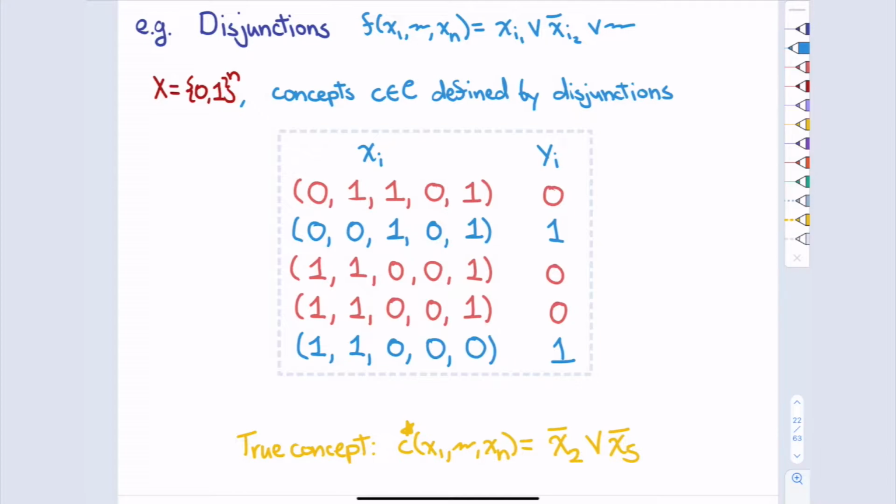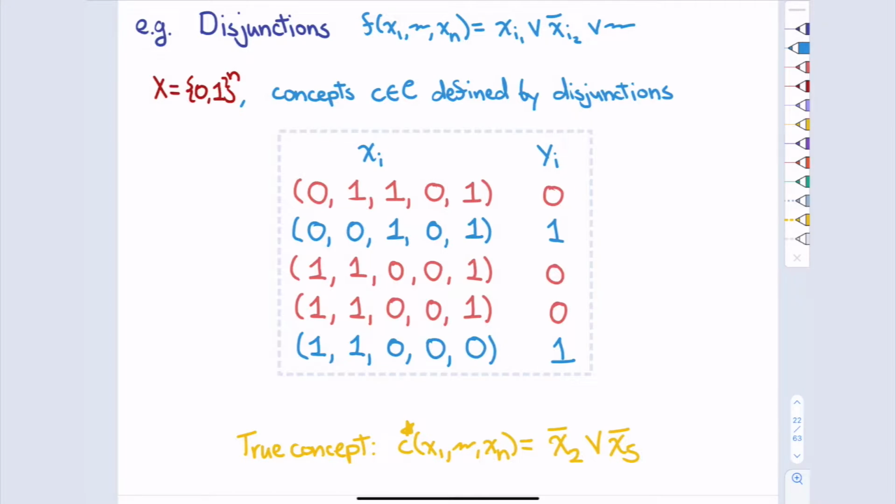Which is nice. Okay. So a disjunction is just an or of variables, right? So it could be x1 or not x2 or x3 or whatever. So the concept class may be disjunctions. That means this data and these labels must correspond to some disjunction. And I guess I chose not x2 or not x5, where x2 refers to the second column, x5 refers to the fifth. I hope that's true.